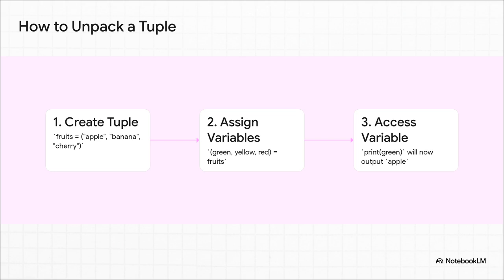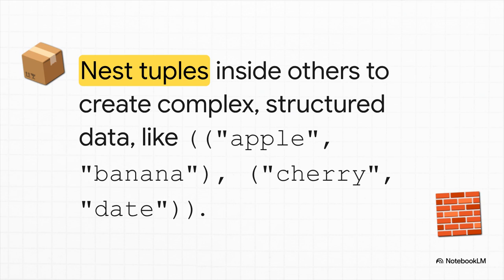So here, apple gets unpacked into the green variable, banana into yellow, and so on. It's just a fantastic way to make your code super clear. You can also put tuples inside of other tuples. This is called nesting, and it's an amazing way to create more complex, structured data, like, say, a grid of coordinates or groups of related items, all while keeping that core benefit of being unchangeable.